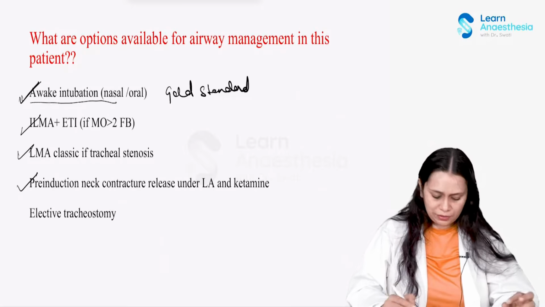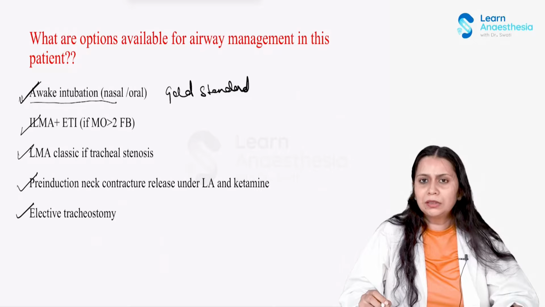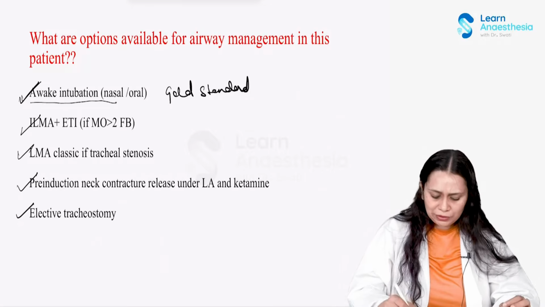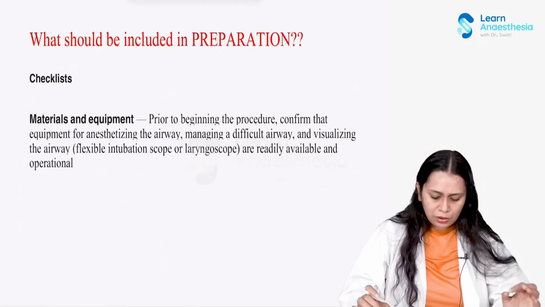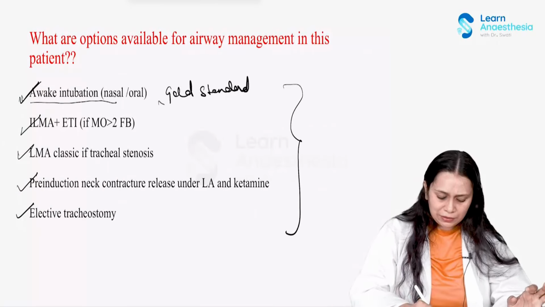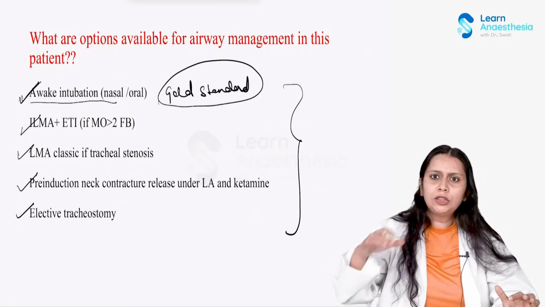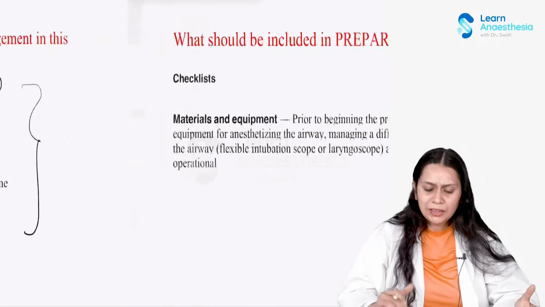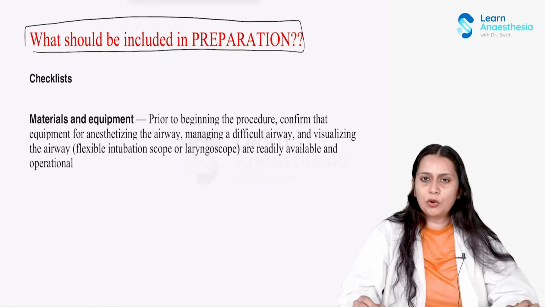Tumescent anesthesia we practice. Then elective tracheostomy, if we suspect that nasal fiber optic would also be very difficult, and we need to plan for elective tracheostomy. So these are the options available for our patient with post-burn contracture. So the gold standard is awake nasal fiber optic intubation. The question would shift towards how we do the awake nasal fiber optic intubation. So the next question could be: how would you prepare a patient for awake fiber optic?